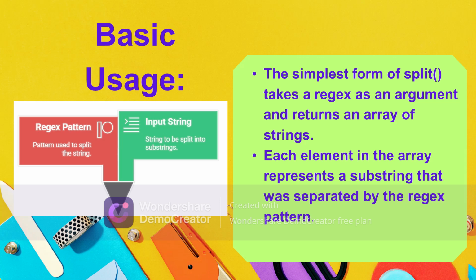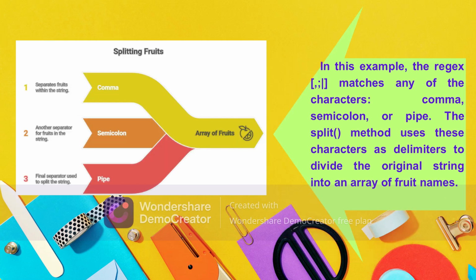The simple form of splitting strings takes a regex as an argument and returns an array of strings. Regex means regular expression. It takes that as an argument and returns an array of strings. Each element in the array represents a substring that was separated by the regular expression pattern.